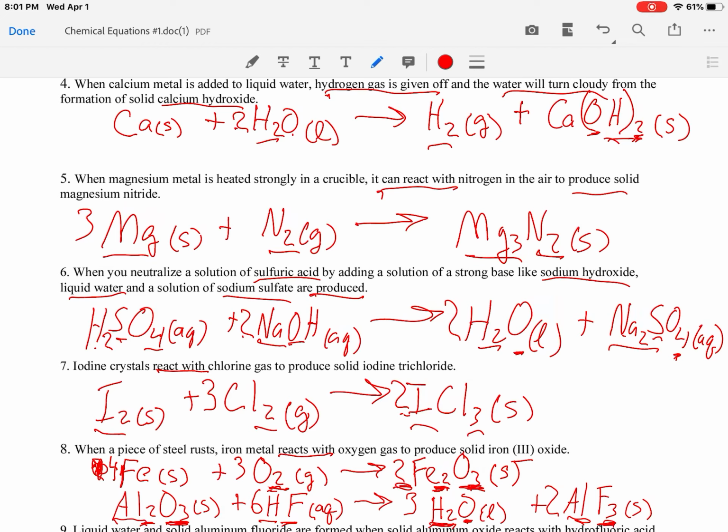I've got 2 aluminums on the reactant side and 2 aluminums on the product side. I've got 3 oxygens on the reactant side, and 3 oxygens on the product side. 6 hydrogens on the reactant side, and 3 times 2 is 6 hydrogens on the product side. 6 fluorines on the reactant side, and 2 times 3 is 6 fluorines on the product side. So that one is all balanced.